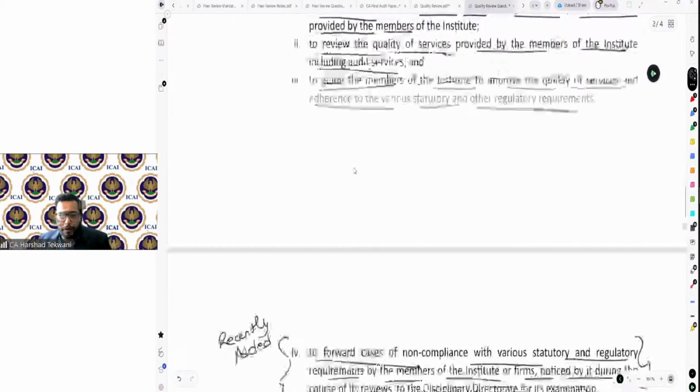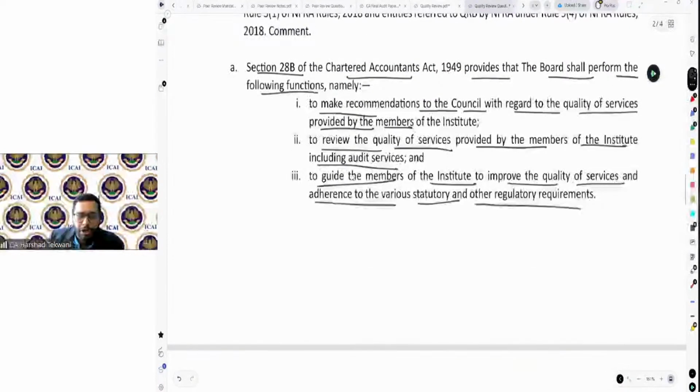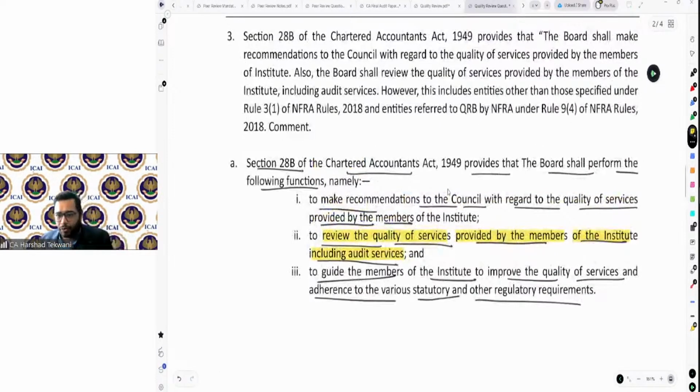Now, if you see the second point, review quality of service provided by the members of the institute, including audit service. That is well within the scope of Section 28B of the Chartered Accountants Act, that they can review the quality of service provided by the members of the institute, including audit service. Now, there are certain other rules and regulations. I'll focus on the NFRA rules.